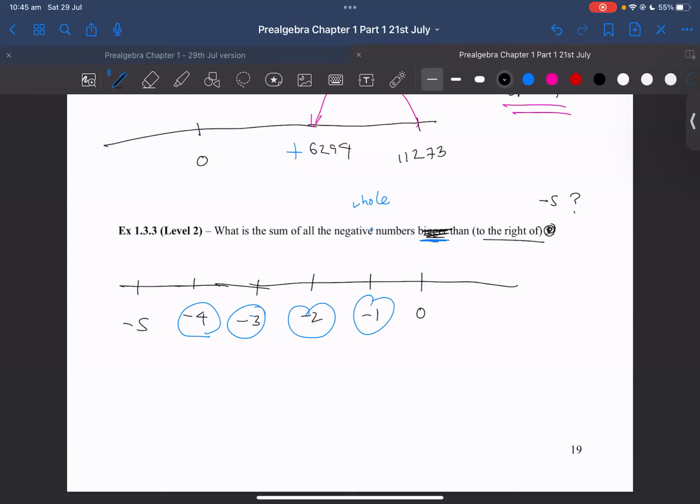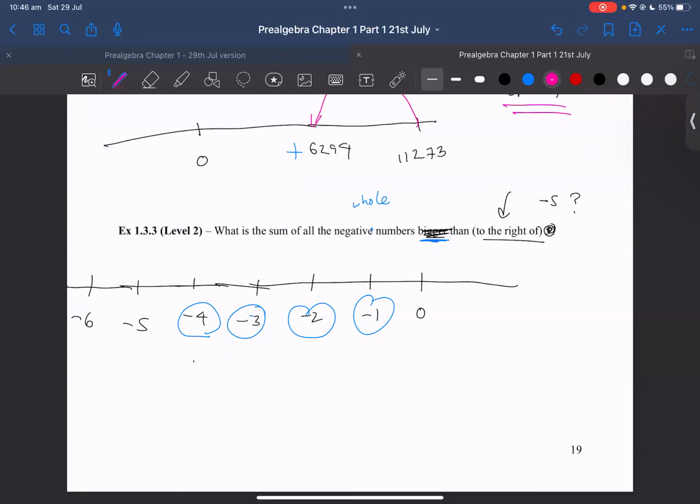So what are the negative numbers that are to the right of -5? It's just these ones, right? Because all other negative numbers are to the left. -6 onwards, they're to the left of -5. They're bigger in their size, but they're to the left of -5. So we only care about the numbers that are to the right. I said in the brackets, to the right of, just to make it clear, because there is a bit of confusion there. I'm just saying, what are the negative numbers to the right of -5?